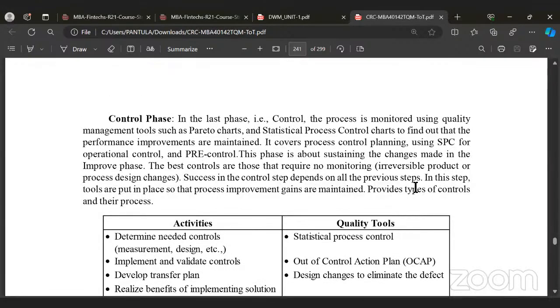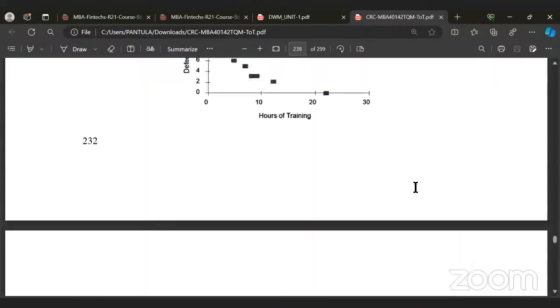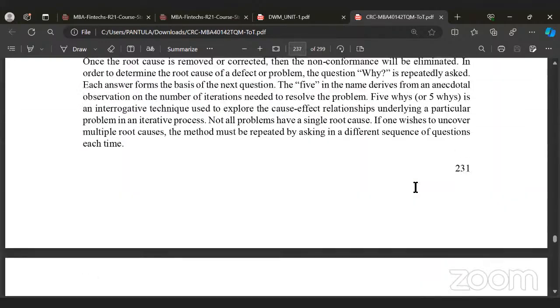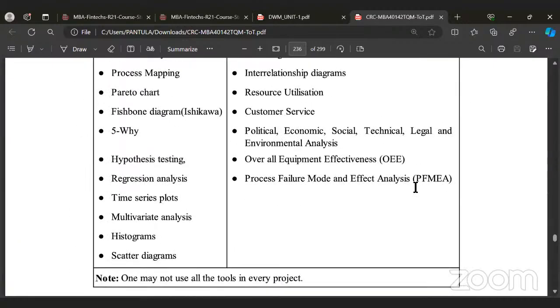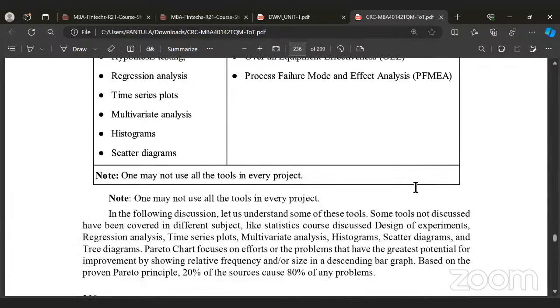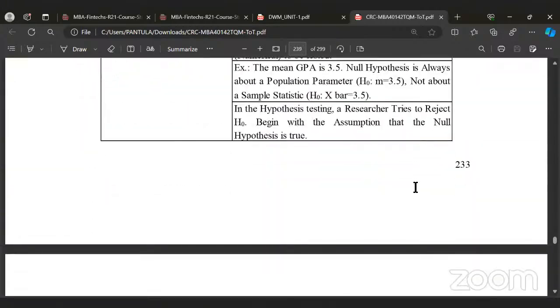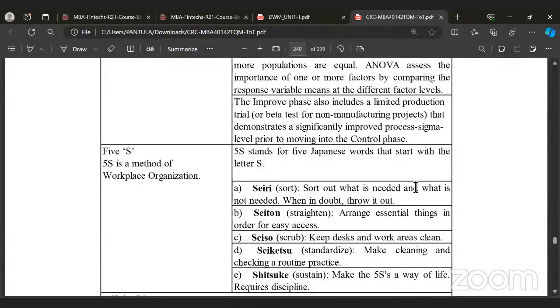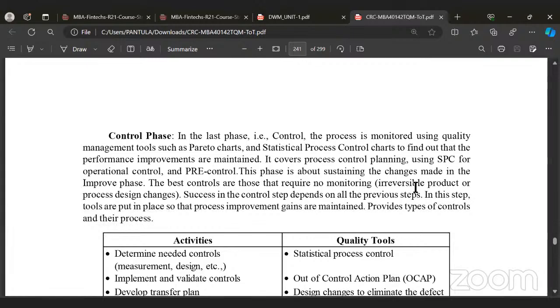Control phase. So in the measurement phase, we are going to use so many measurements. Histograms. So you can see the tools and techniques. You can see SWOT. Okay. So hypothesis, regression, time series, multivariate analysis, histogram, scatter diagram. So many tools are there. We are going to use them in measurement. After that, we are moving on after measurement. DMAIC. C means control. Control phase.